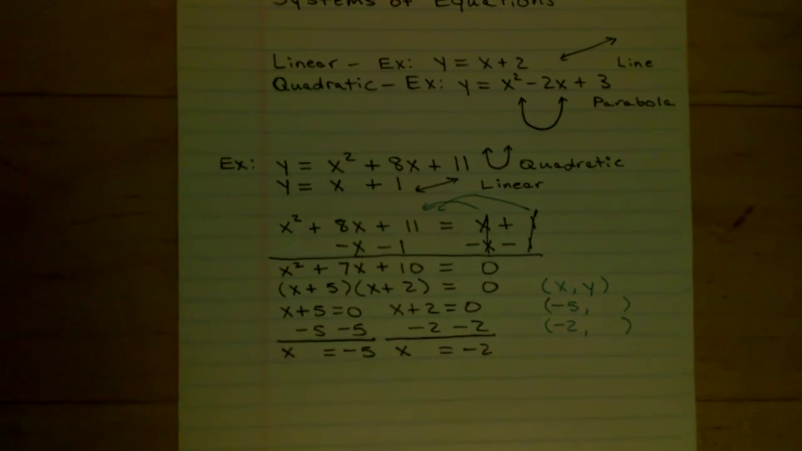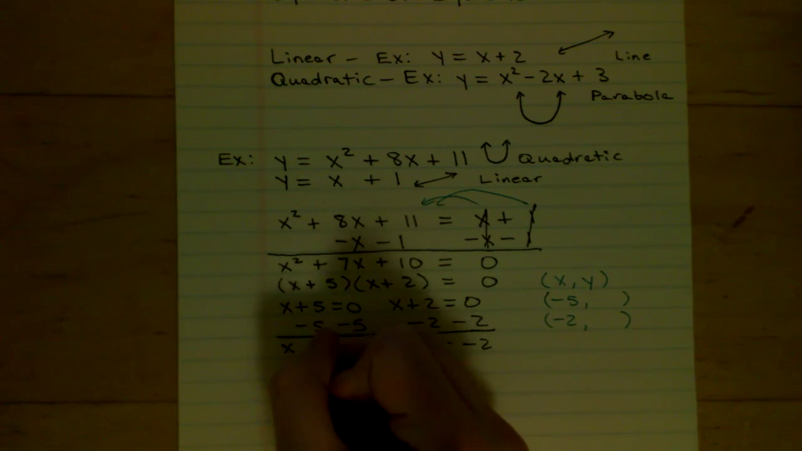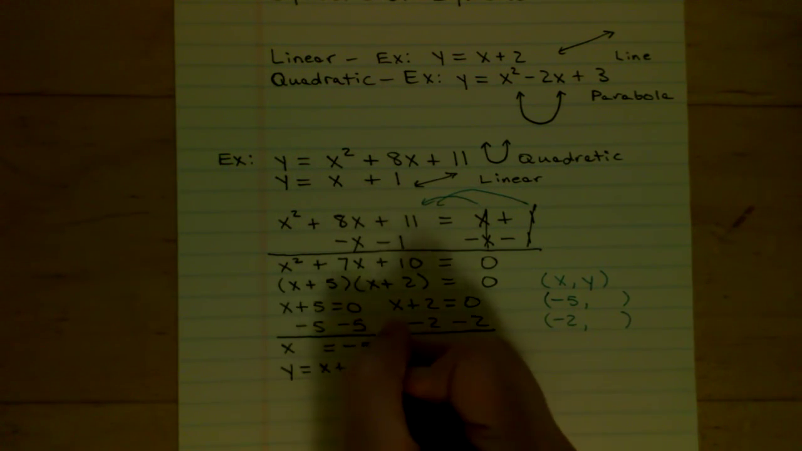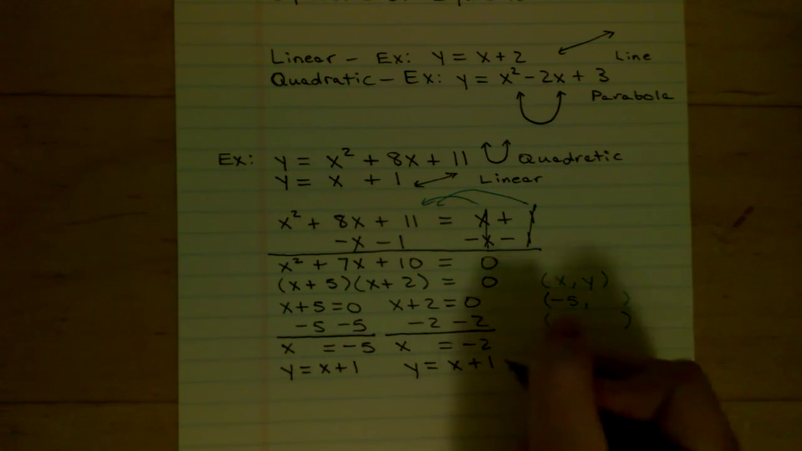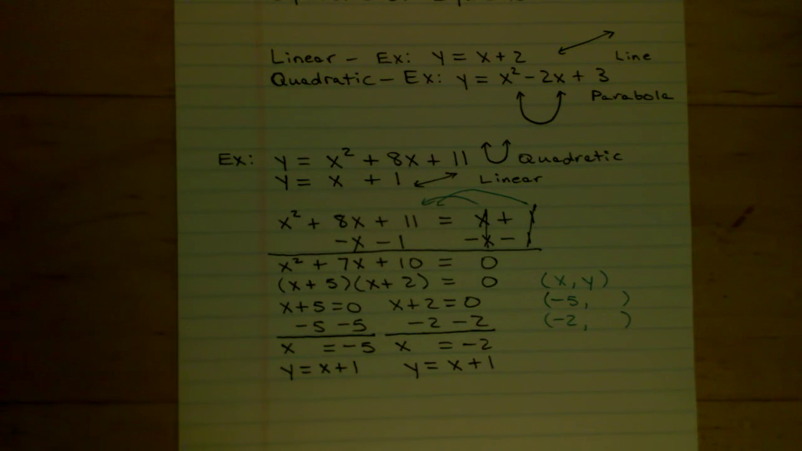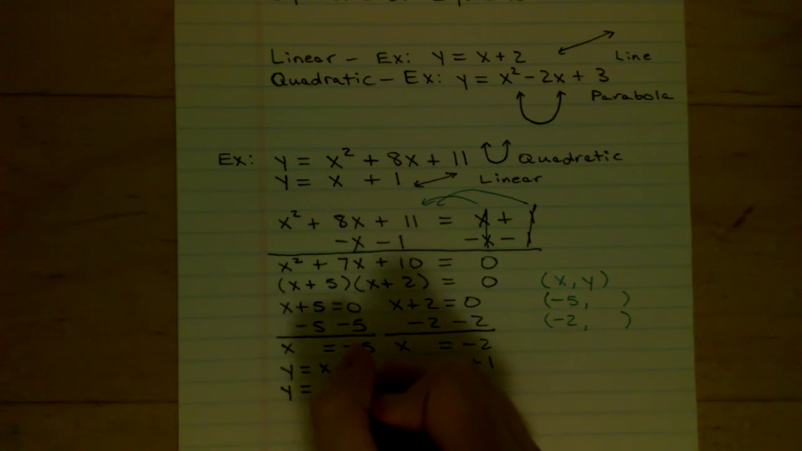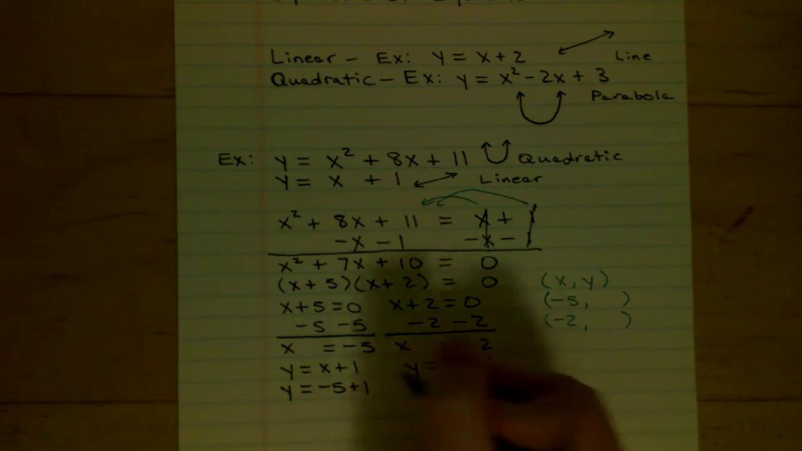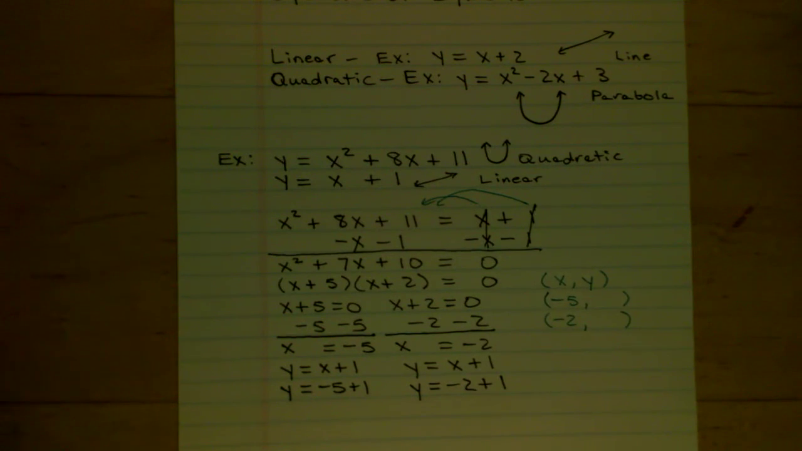Okay. So the bottom equation is what? y equals x plus 1. I'm going to write that right here for this one. And I'm going to write it right here for this one. Okay. So I know what my two x values are going to be. Negative 5 and negative 2. Now I plug them in. For this x, I'm going to put in negative 5. And for this x over here, I'm going to put in negative 2. And then we'll just see what happens.